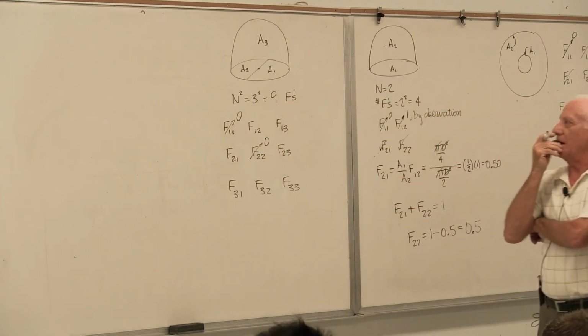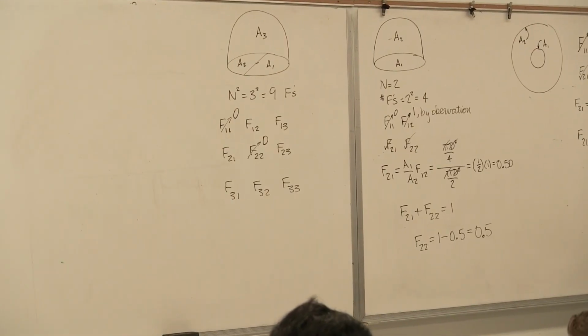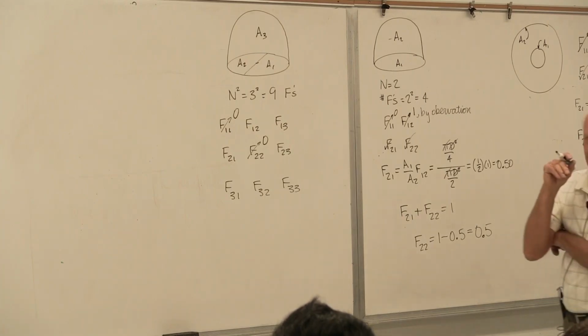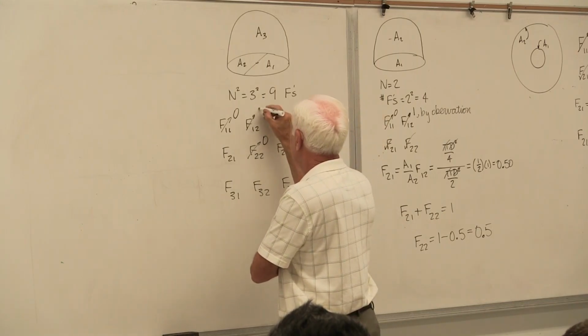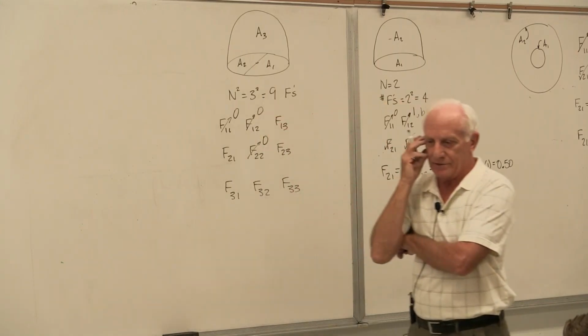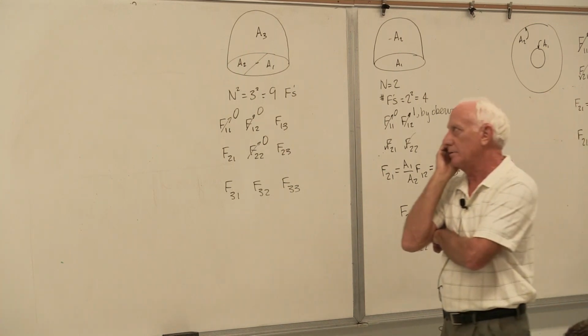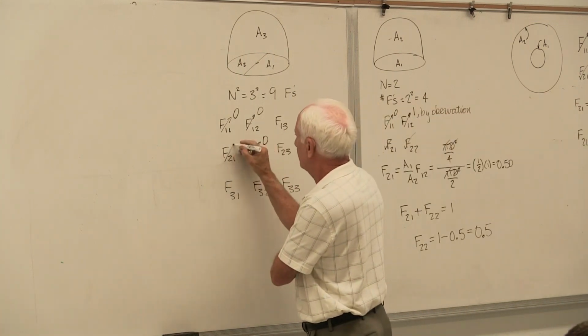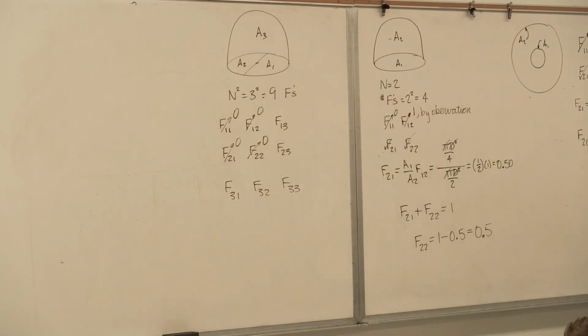How about the radiation leaving A1? Can any of it get directly to A2? No. F12, 0. Can any radiation leaving surface 2 get directly to A1? No. F21 is 0. This is going pretty good.